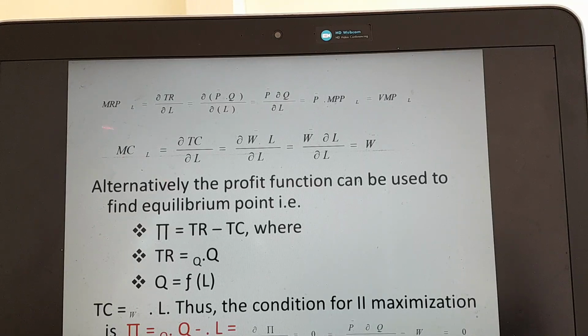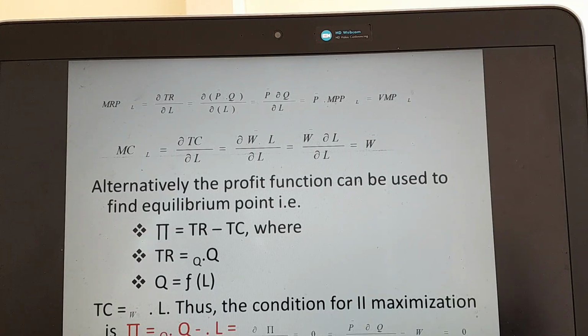Again, the marginal cost here is the change in total cost over the change in labor. Now, change in W times L over change in L. W is wage, L is labor. W is fixed, that means the wage is fixed, so the variable is only labor. The change in wage times labor with respect to change in L is equal to the wage.